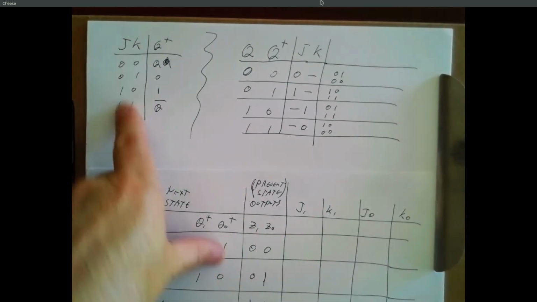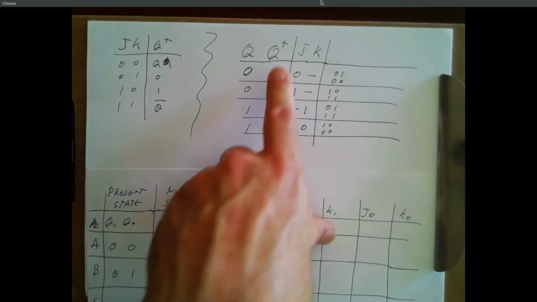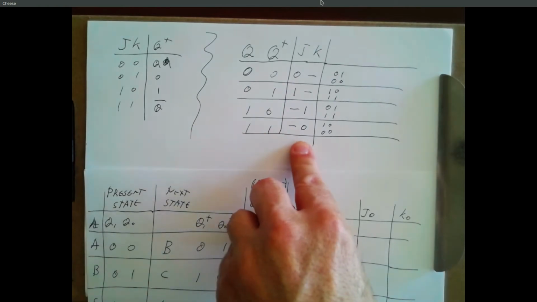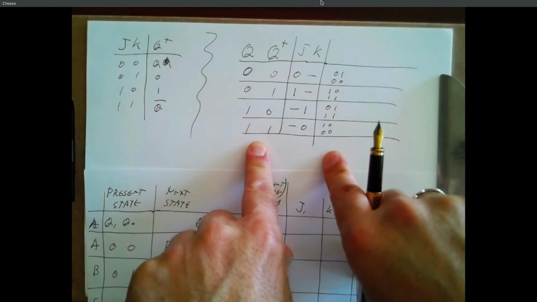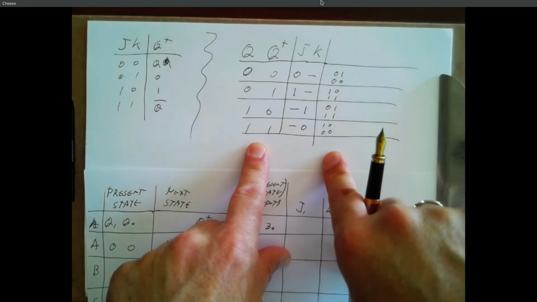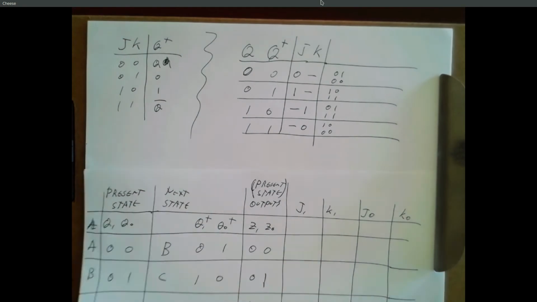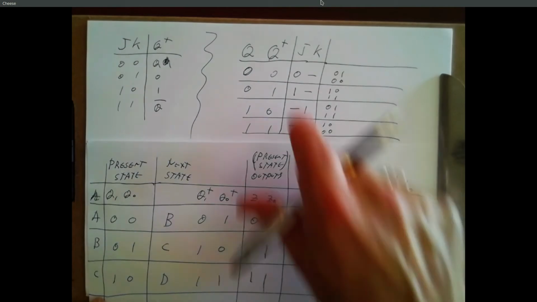So this is looking at if I set J and K accordingly, what does the output do? This is if I want my output to change accordingly, what do I set my inputs to? And this is what we're using when we do synthesis. And you can figure it out, but if you put this on your note sheet and you know how to use it, it's a fair bit faster. So now we can just march through here and just fill in from our table.